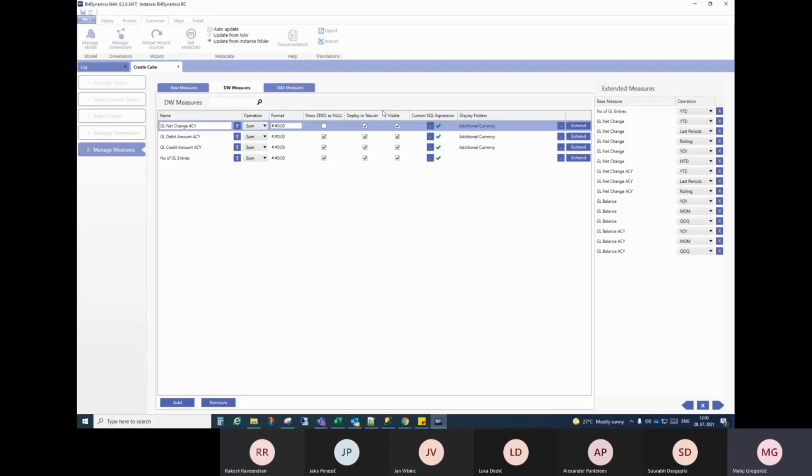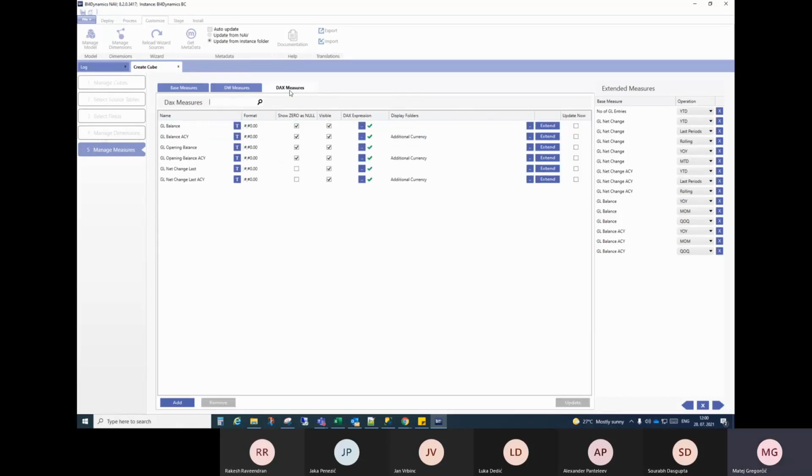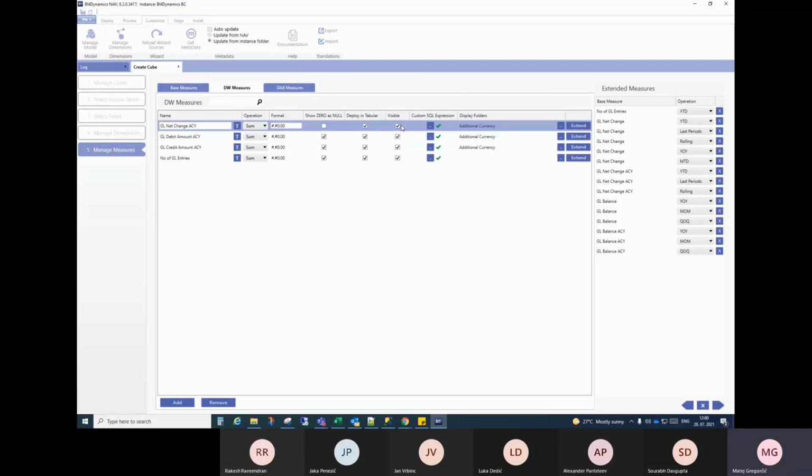Then we have visible or not. The same thing as with dimensions. Why do we want something not to be visible if we define it? Well, maybe because we will define this measure, but we will only use it as a base for another measure. So that measure will not be visible. Only the end measure would be visible here. Okay, so you have that option here. You can still create it on the data warehouse, but it will not show up.